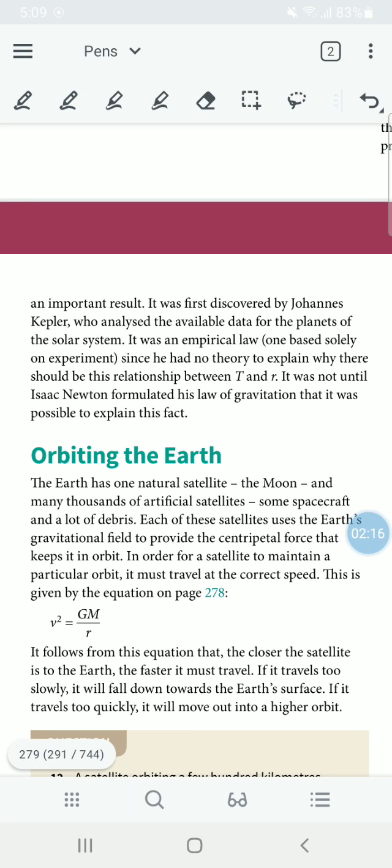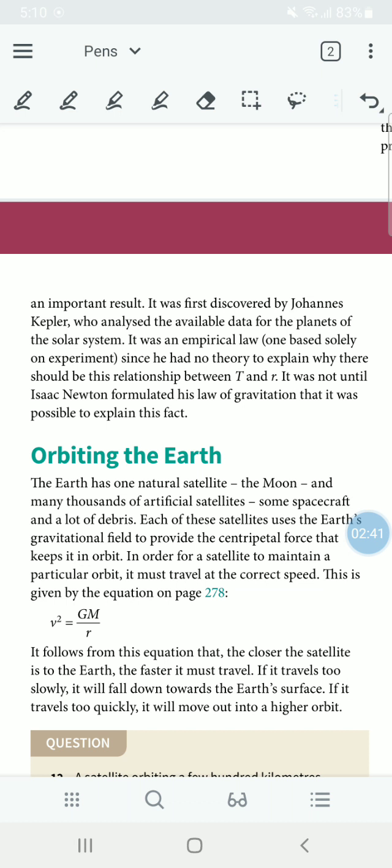It was first discovered by Johannes Kepler, who analyzed the available data for the planets of the solar system. It was an empirical law, one based solely on experiment, since he had no theory to explain why there should be this relationship between T and r. It was not until Isaac Newton formulated his law of gravitation that it was possible to explain this fact.